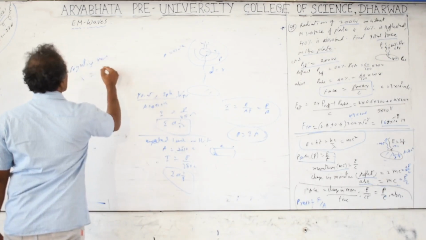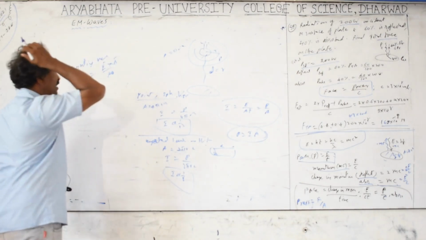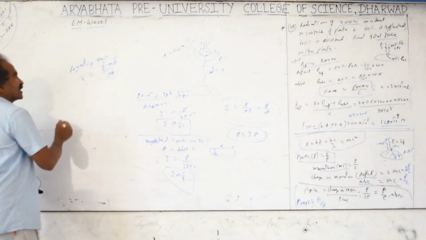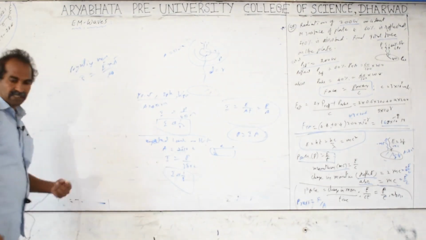S bar is equal to E cross B by mu naught. This is required only for the JEE purpose. They will indicate the direction of the wave propagation. The wave is propagated perpendicular to both the electric field and magnetic field vectors.